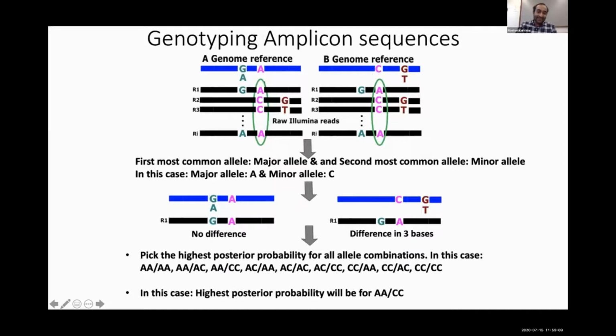So for this site, we check for all different allele combinations. The variation here is A and C. So we check for all different types. AA is for the A genome, and the part after the slash is for B genome. So these are the A genome alleles and B genome alleles. We check for all different possibilities. In this case, the highest probability will be for AA/CC. So the genotype for this site for A genome will be AA, and for B genome will be CC.